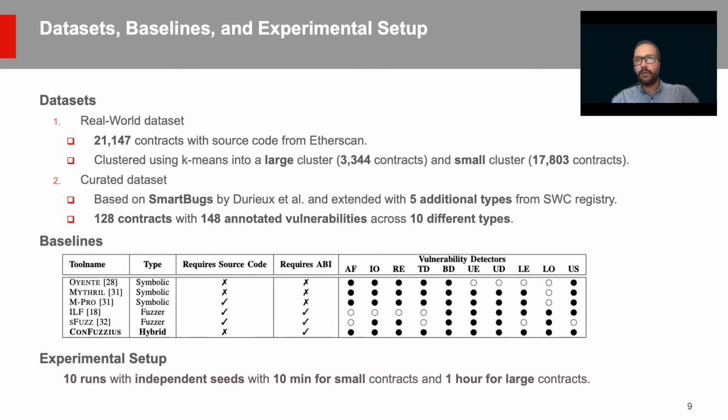As baselines for our comparison, we chose 3 symbolic execution tools, namely Oyente, Imperial, and Imperial Pro, as well as 2 fuzzers, namely ILF and SFuzz. Finally, we run each of our experiments using 10 runs with independent seeds, providing 10 minutes of execution time for small contracts and 1 hour for large contracts.